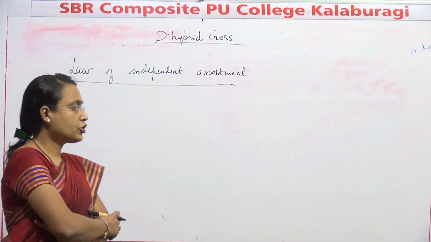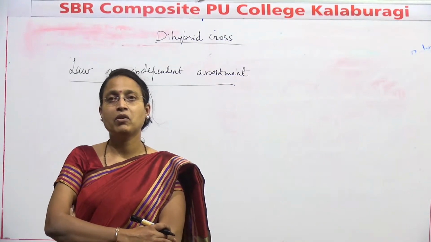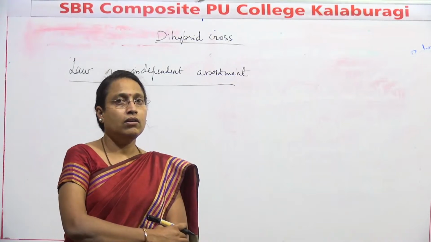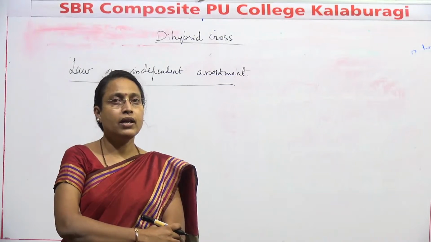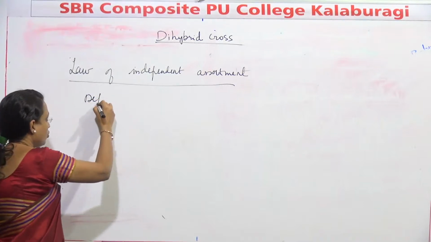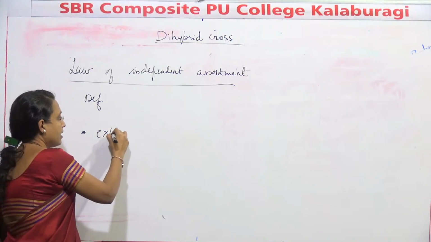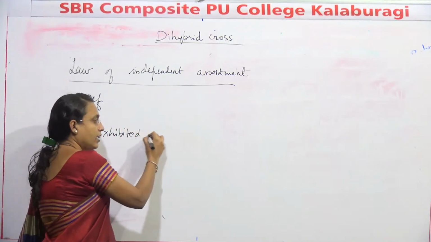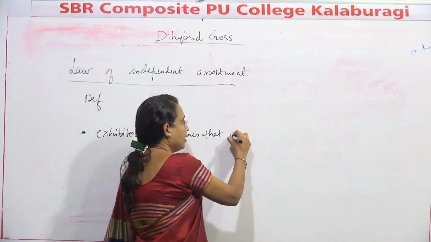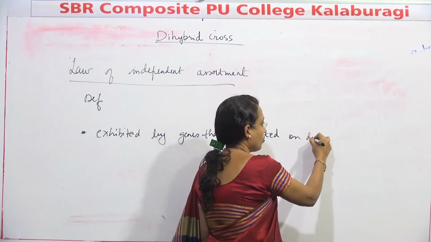So then, what else should you know about independent assortment, apart from the definition and apart from the equal proportion of gametes? The law of independent assortment is exhibited by 4 points. Apart from the definition, this law of independent assortment is exhibited by the genes that are located on different chromosomes.